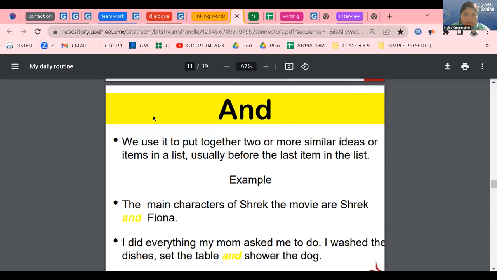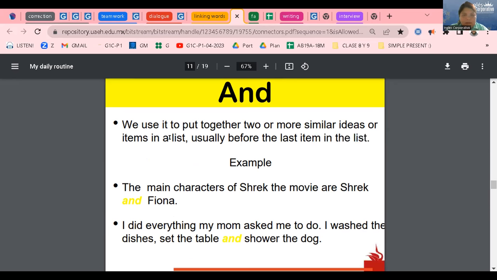Okay, so look at this. Mencionamos algunas cosas el día de ayer con este in, que nos ayudaba a unir, okay, to put together two or more similar ideas, dos o más ideas similares o objetos o items de una lista. Usualmente antes del último objeto en la lista se ubica este in. Vamos a ver los dos ejemplos, uno de ideas similares y el otro donde mencionamos una lista de eventos, actividades, o podrían ser una lista de compras, por ejemplo.